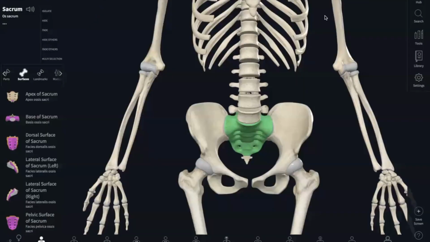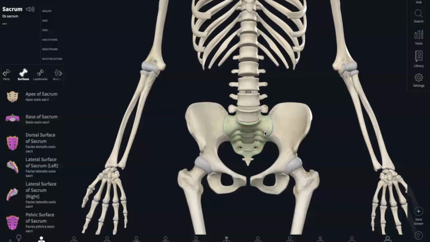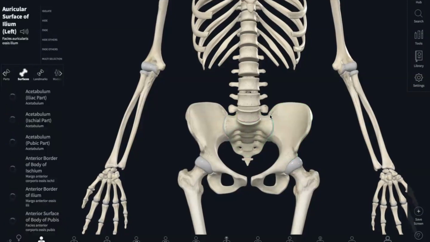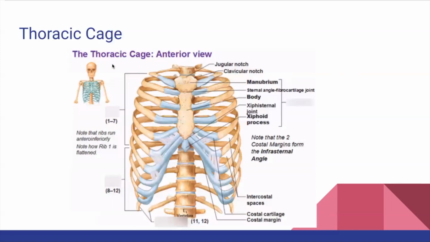And finally, as we go down once again, we are at the sacrum, which, if you remember, is 5 fused vertebrae. And it's highlighted in green right here. And what you need to know for this one is the sacroiliac joint surface. And how you can remember this is your sacrum, which is the sacral part, and then your iliac is right here. So sacroiliac joint would be this part right here. Your thoracic cage or your rib cage, and here you can see the sternum.